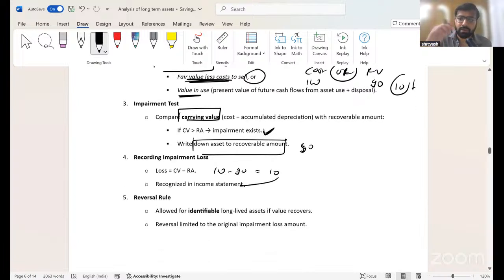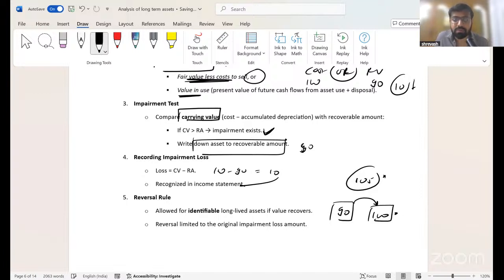Sir, what if impairment reverses? The recoverable value actually goes up. Okay, sir, recoverable value is now 105. Okay, can I reverse my impairment? Yes, I can. I can bring the value of the asset from 90 to 105. No, I can't. From 90, I can reverse the value of the asset only to the extent of original cost, which is 100, or carrying value, not original cost, carrying value.